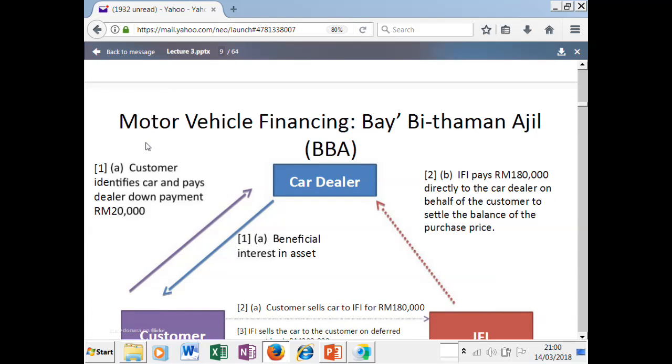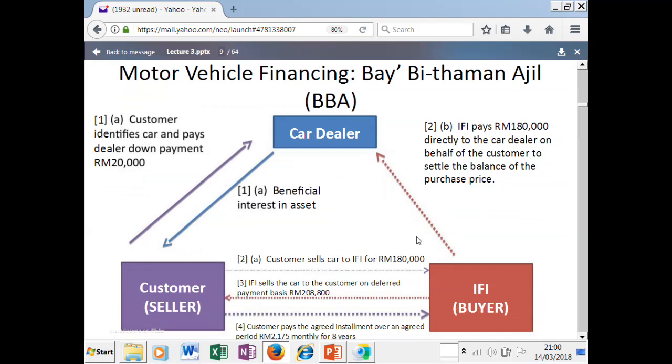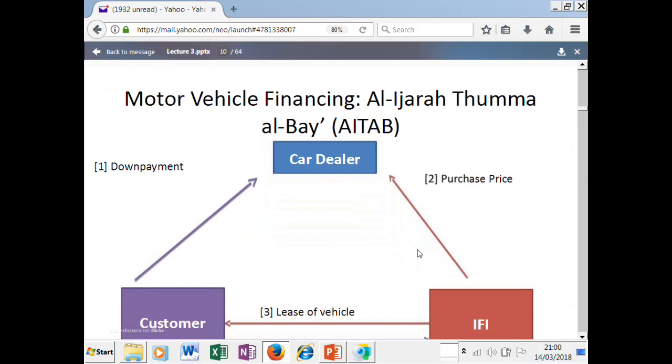This is motor vehicle financing by Bersama Ajil. Okay, the same thing as buying a house, right? So the bank will purchase the car first, and then the car will be sold to the customer, and the customer will pay on an installment basis.